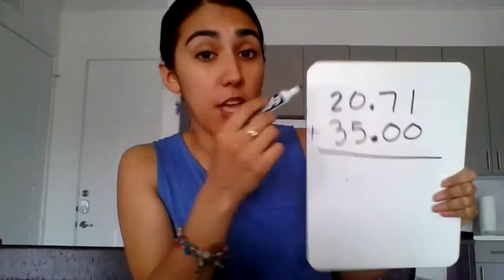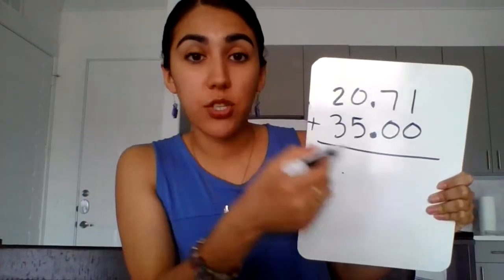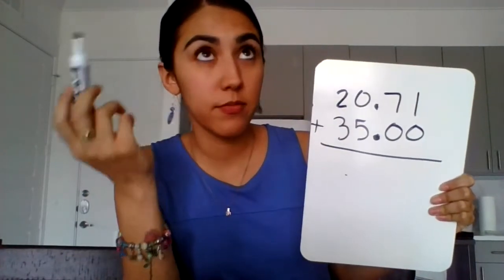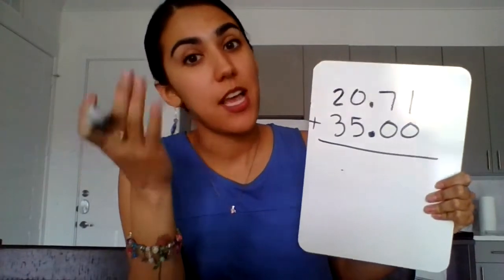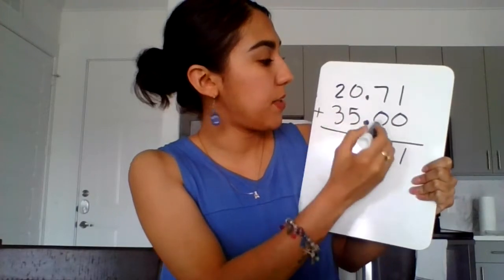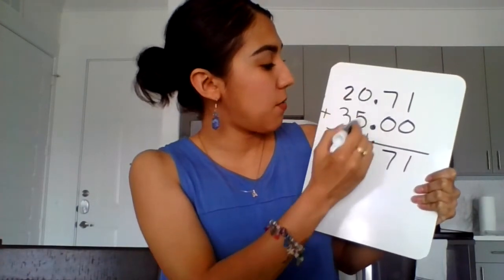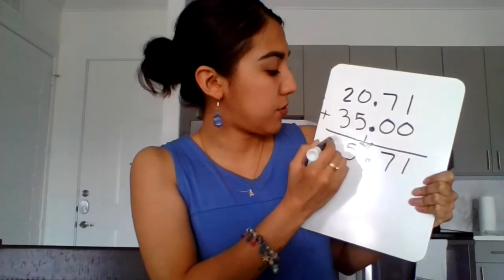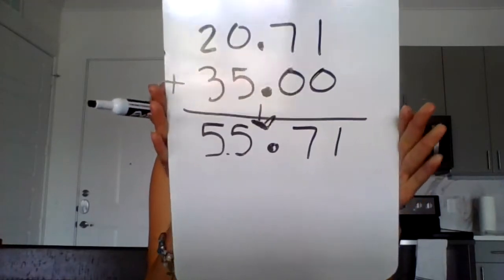And for some of y'all, you don't even have to work it out. You could do mental math for this one. What's 35 plus 20? And then plus 71 hundredths. That's easy mental math. So 1 plus 0 is 1. 7 plus 0 is 7. Drop down your decimal. 0 plus 5 is 5. And 2 plus 3 is 5. Your final answer is 55 and 71 hundredths.